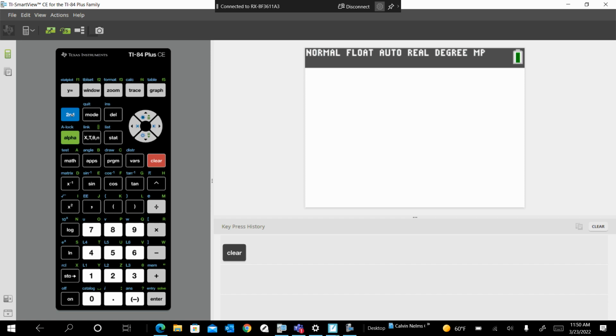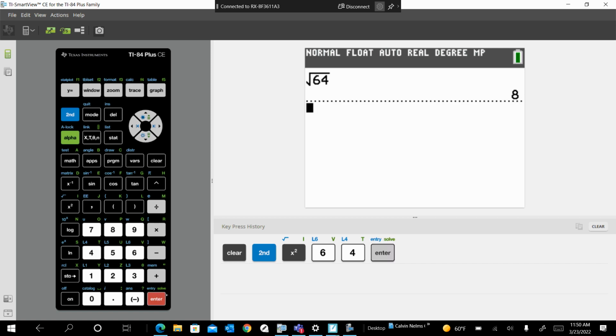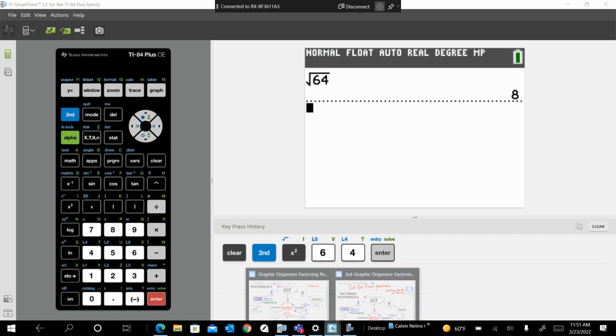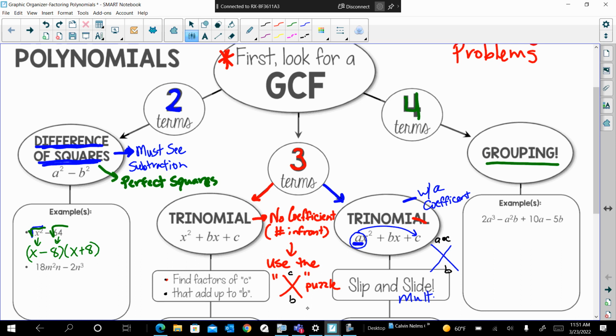So you have to hit the blue second and then the x squared, and then it gives you the square root sign, the radical sign. So when you put 64, hit enter. For it to be a perfect square, you have to have a whole number answer. If it gives you a decimal answer, then it's not a perfect square and you can't use this method. Okay, so we have x plus 8 and x minus 8.